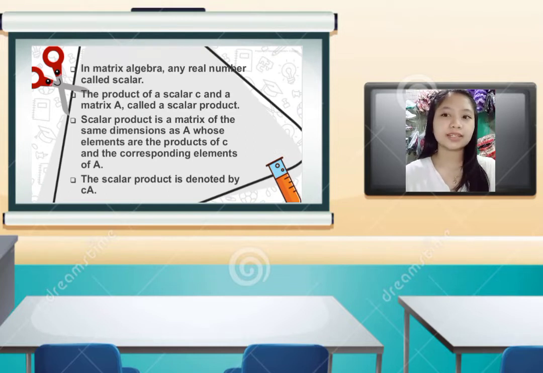So the product of a scalar C and matrix A is called a scalar product. The scalar product is a matrix of the same dimension as A whose elements are the product of C and the corresponding elements of A. And the scalar product is denoted by C times A.